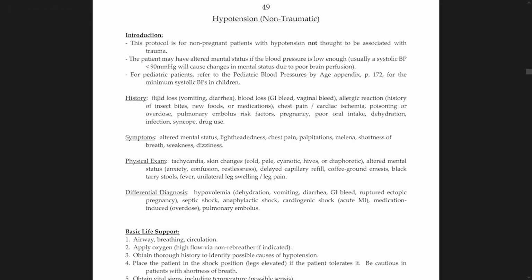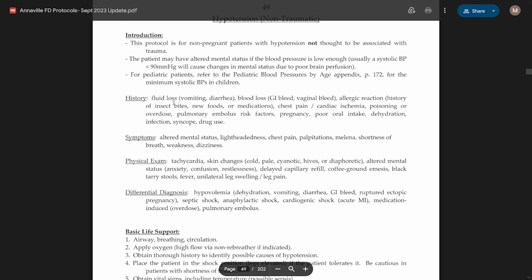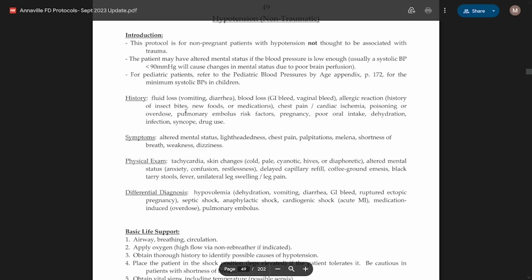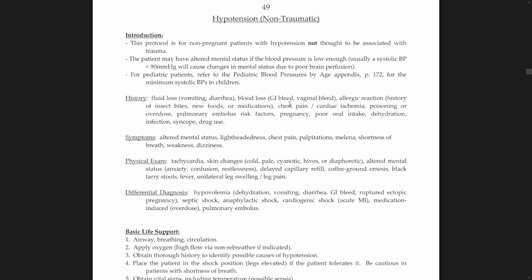For the history, watch out for fluid loss, such as vomiting or diarrhea, blood loss, such as a GI bleed or gastrointestinal bleed, and vaginal bleeding, an allergic reaction with a history of insect bites, new foods or medications, chest pain, cardiac ischemia, which is a lack of oxygen, poisoning or overdose, pulmonary embolus risk factors, pregnancy, poor oral intake, dehydration, infection, and syncope, which is fainting, or drug use.